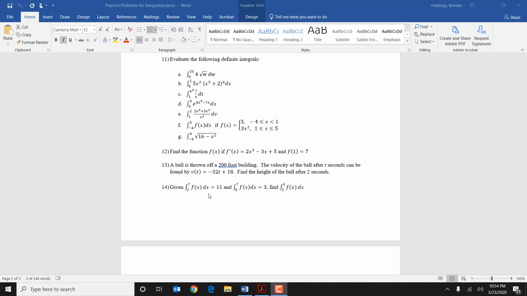Welcome to part 3 of solving these practice problems for integration. So now we're going to work on some definite integrals.